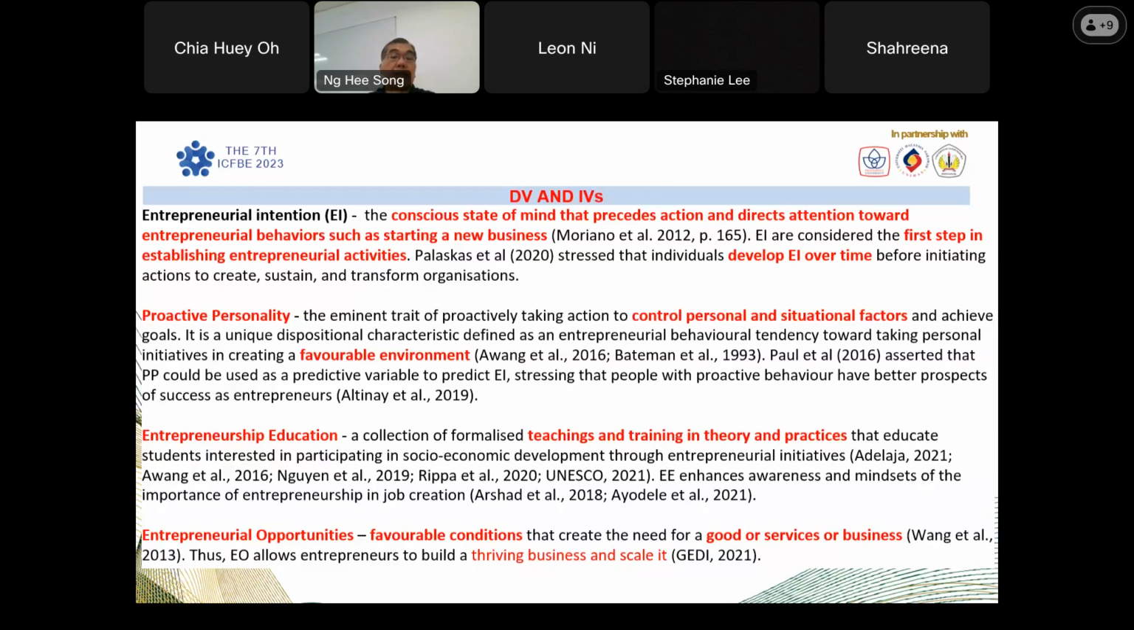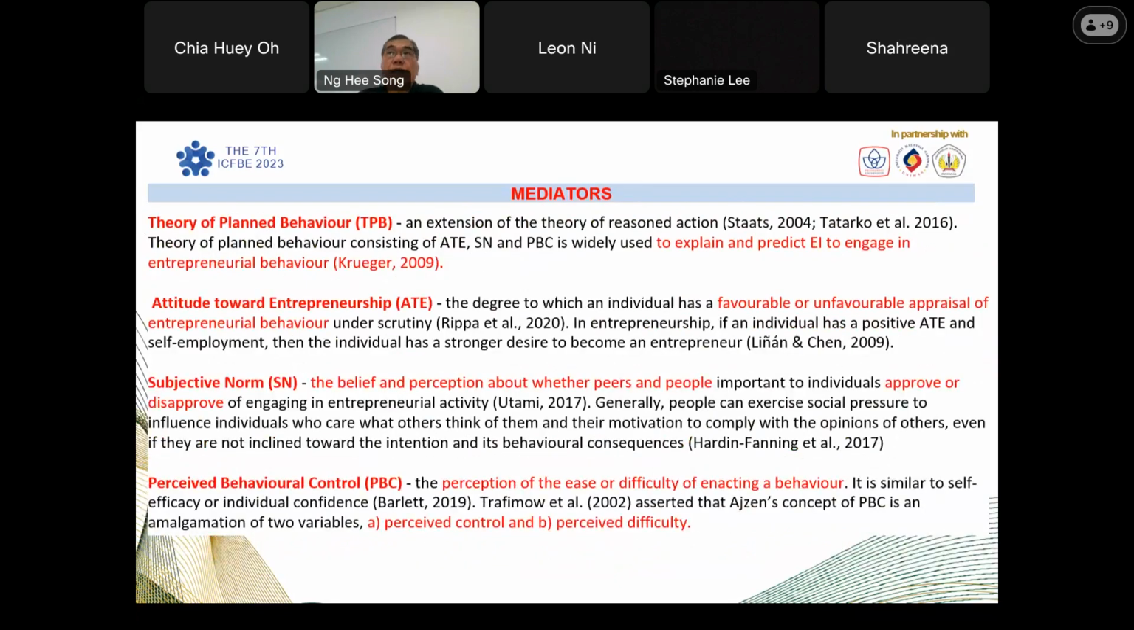Okay, next slide. This is where I put in the mediating variable, under the theory of planned behavior. There are three components in the theory of planned behavior. First is attitude towards entrepreneurship. Do you have a favorable or unfavorable appraisal of entrepreneurship? If you have a favorable appraisal, most likely you will have a strong intention to start a business.